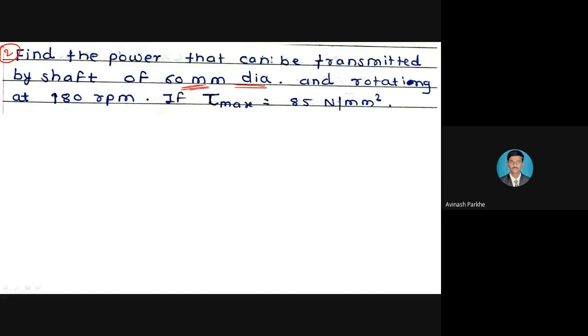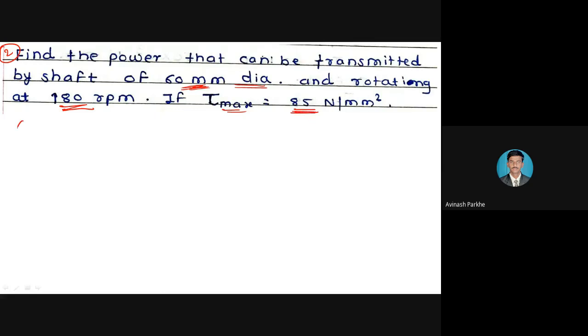Find the power that can be transmitted by the shaft of 60 mm diameter and rotating at 180 rpm, if tau max is equal to 85 Newton per mm square. So in this statement, we have to calculate the power transmitted by that particular shaft. Having diameter 60 mm means only one diameter is mentioned, so it is a solid shaft. That shaft has diameter 60 mm and it is rotating at 180 rpm. And the maximum shear stress induced in that solid shaft is 85 Newton per mm square.